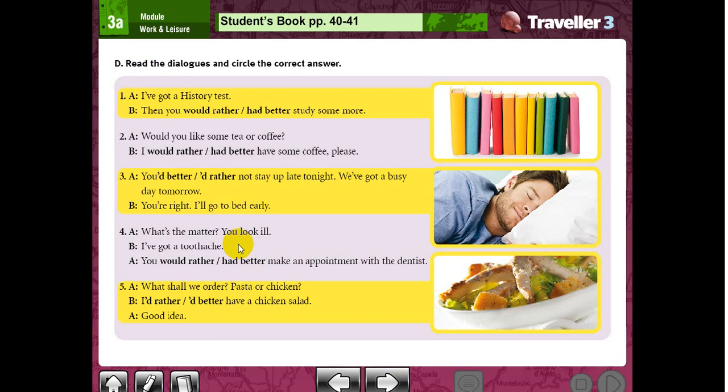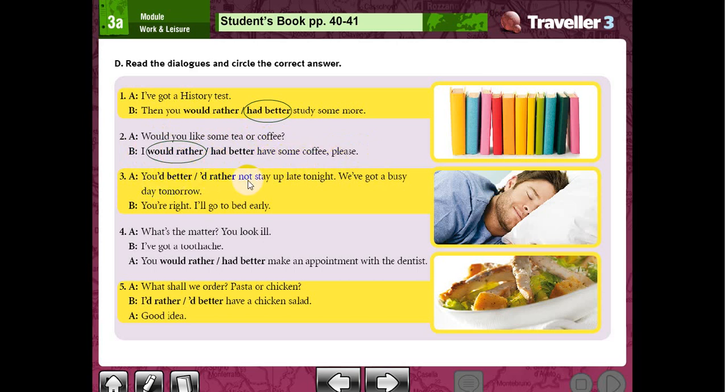Now we are going to complete A and B. I have got a history test. Then you would rather or had better study some more. I think it is good advice to study some more. Had better. Would you like some tea or coffee? I would rather or had better have some coffee, please. I would rather. Why? Because I prefer coffee.